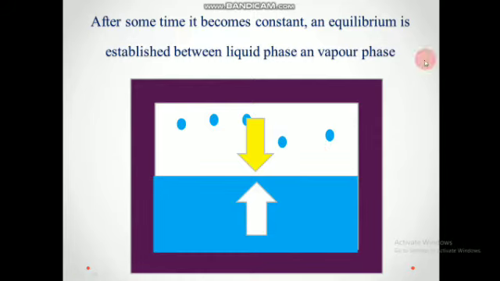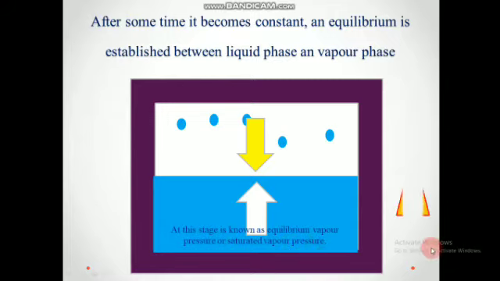So this stage is known as the equilibrium vapor pressure or saturated vapor pressure. As the liquid and gaseous forms are in equilibrium, this stage is known as equilibrium vapor pressure or saturated vapor pressure.